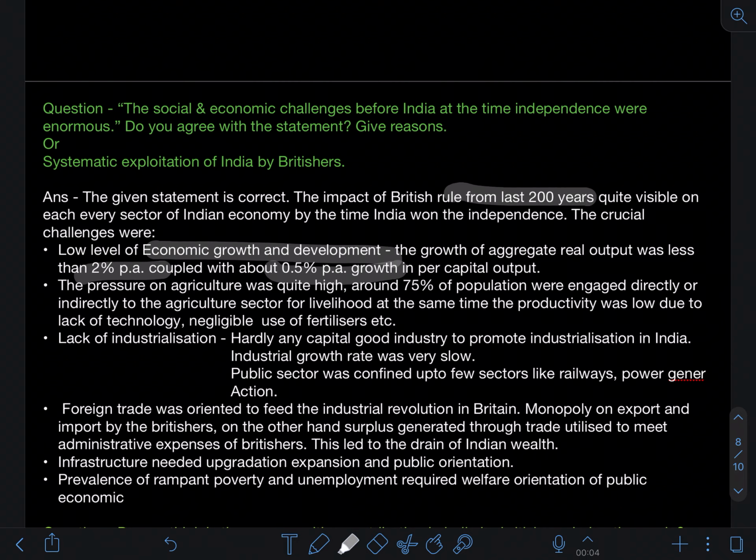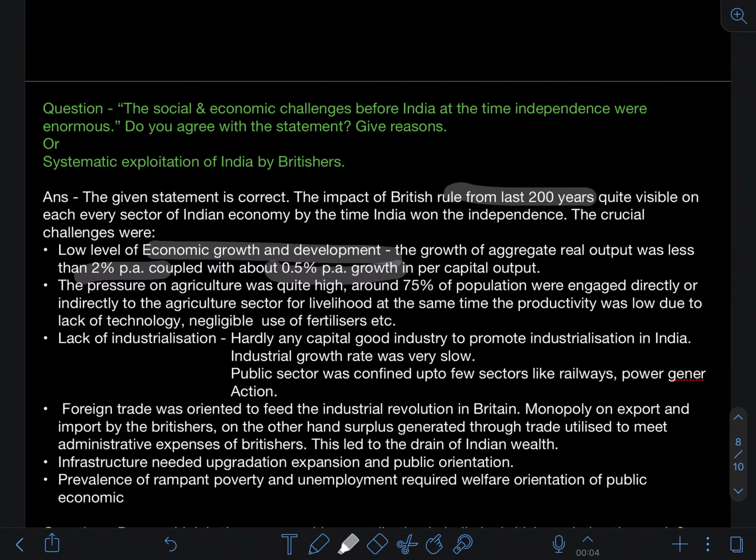The conditions were not in favor of the people of the country. We had to struggle a lot to bring the economy back to a normal pace, where we can enjoy the standard of living that there should be. So that was the one condition. Or if the question is about systematic exploitation, then you can mention that the economic growth was very low because the Britishers just tried to exploit it. Bring the Britishers again and again into your answer.